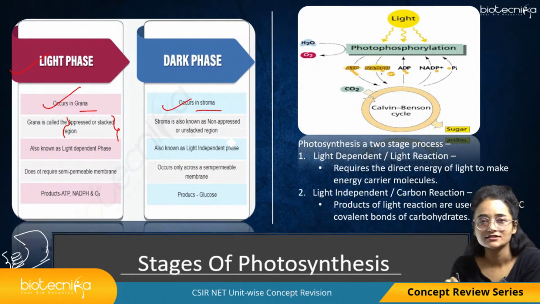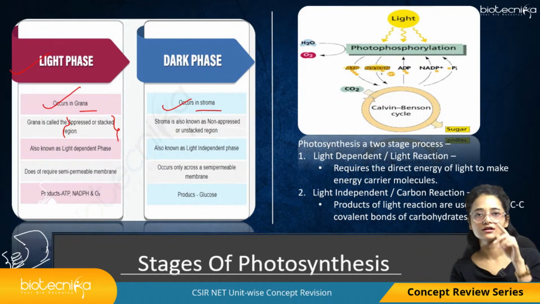Then comes the light phase, it says that it does require the semi-permeable membrane and occurs only across a semi-permeable membrane. So the light reaction requires the semi-permeable membrane, while the light independent reaction doesn't require the semi-permeable membrane to take place, right? And the products of the light reaction, this is the major thing here. This is the whole crux of both of these comparisons.